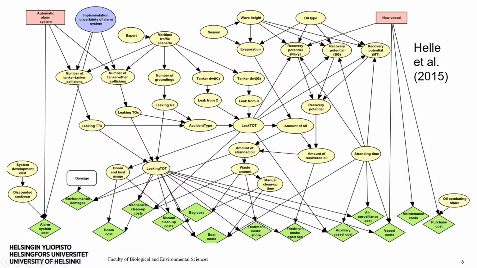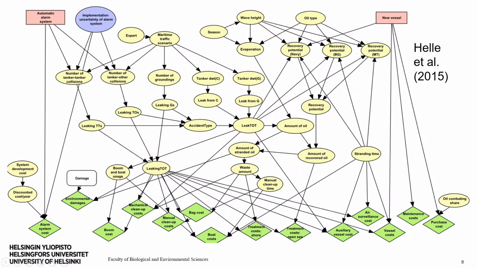Here is the model. In both of the upper corners, we can see the decisions. The green ones are the costs, and then there is also this external damage function, which describes the environmental benefits of not having oil in the Baltic Sea. And then the blue one in the left upper corner is what I introduced in this model. It's an uncertainty node for the implementation of this alarm system.